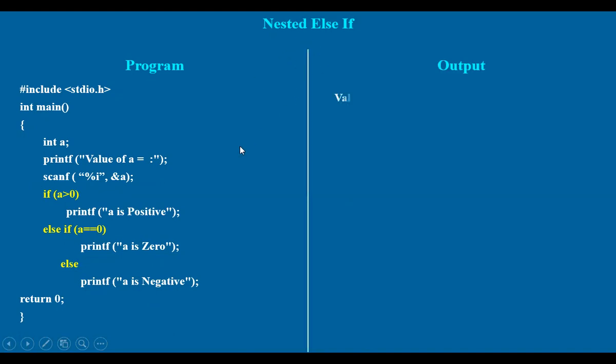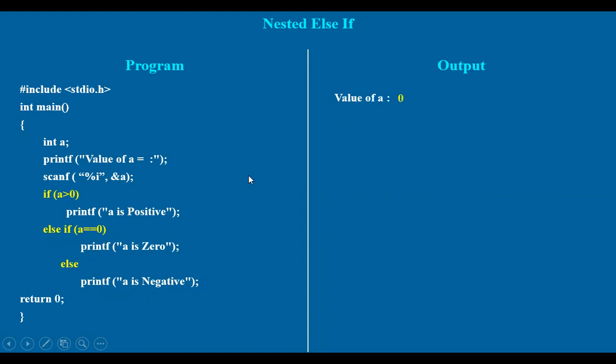So compile this and execute. Give the value of A as 123. So A is positive. That means directly it has come here. A is greater than 0. A is positive. Give another value, minus 45. Is A greater than 0? No, this is false. It comes here. Is A equal to 0? No, this is also false. So it comes here. So A is negative. This is printed.